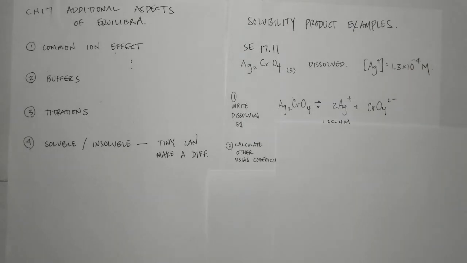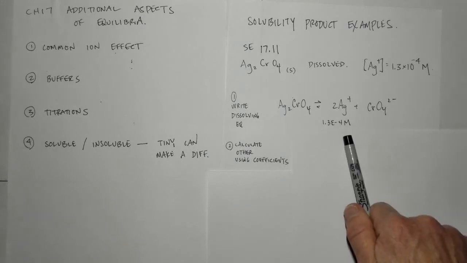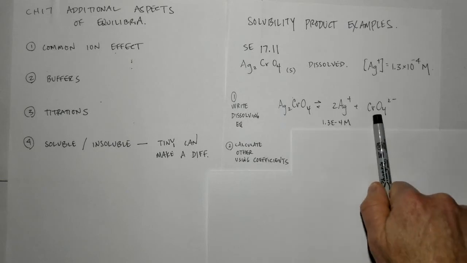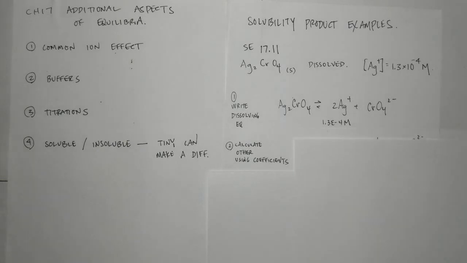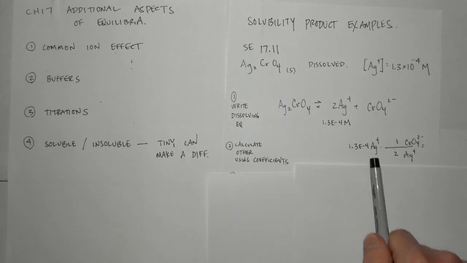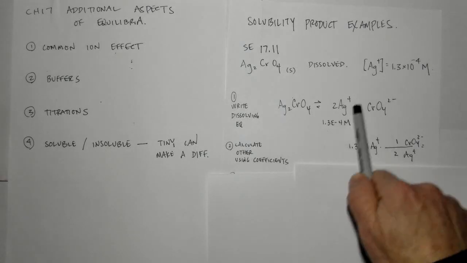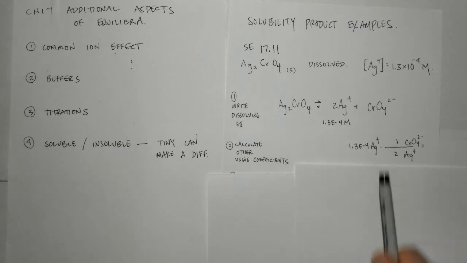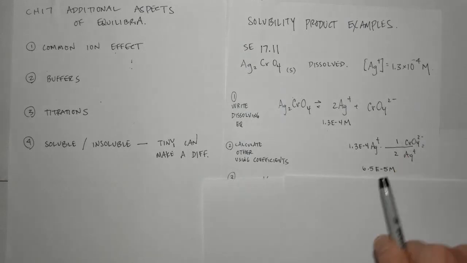After we do that, we want to calculate using the coefficients how much of each is dissolved. We're told that we have 1.3 times 10 to the negative fourth silvers right here. And you'll notice for every 2 of these silvers, there's 1 chromate anion. And so we'll have to set up a relationship saying that for every 1 chromate, there are 2 silvers. So notice I'm using the stoichiometric relationship right here to give me the amount of chromate. And chromate ends up having 6.5 times 10 to the negative fifth.